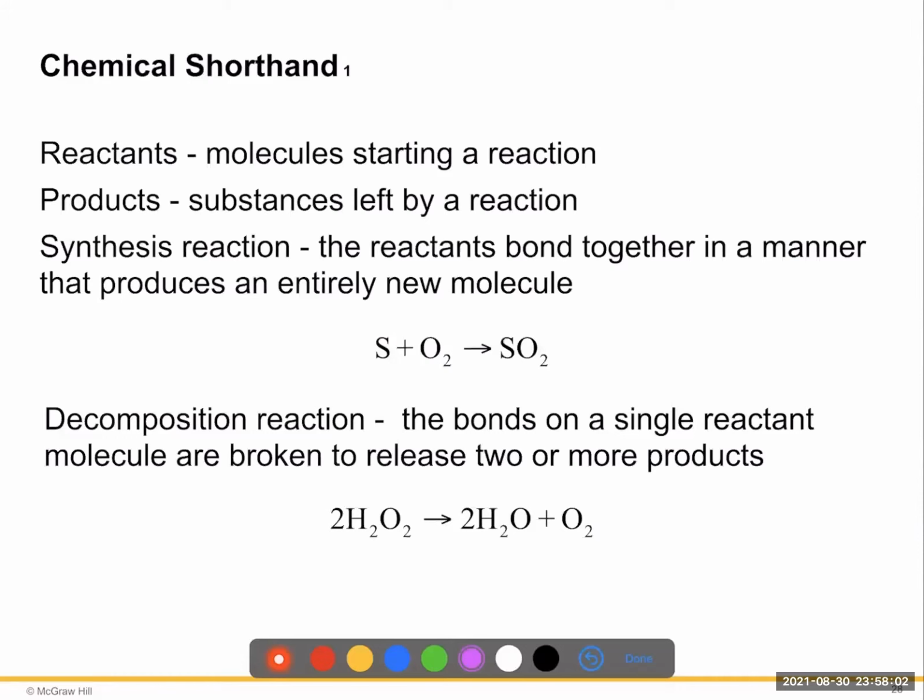But in a chemical reaction, reactants are on the left, products are on the right. Reactants are what we start off with, products are what we end up with. So these are our reactants right here, sulfur and oxygen. Our product is sulfur dioxide. This is what's called a synthesis reaction. Synthesis means we made something. We produced SO2.